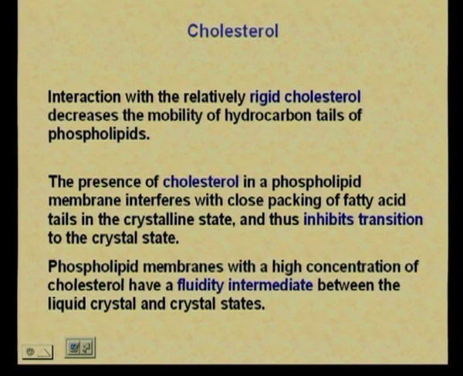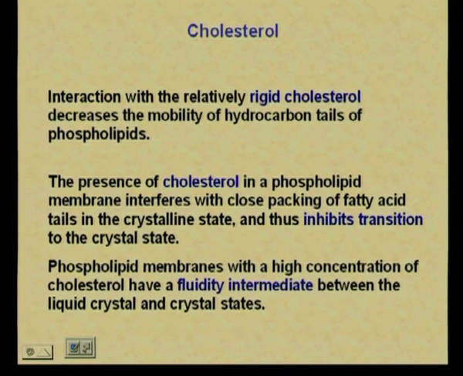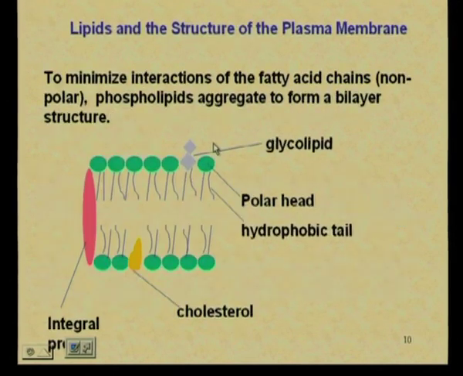It is due to the rigid cholesterol structure. Why is the cholesterol structure rigid? Because of the fused rings of the steroid, okay? And it is this part that is interacting with the hydrocarbon chain. So, this is what we have.